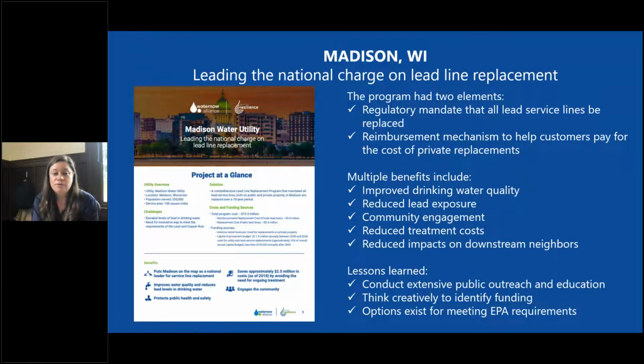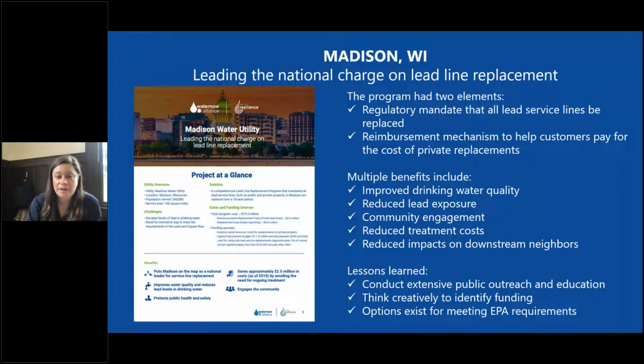So on the next slide, I'll walk through how that works. To replace all lead service lines in their community, Madison took a two-pronged approach. First, the city mandated that all lead lines be replaced. Then the water utility offered partial reimbursements to help customers pay for their private replacements.